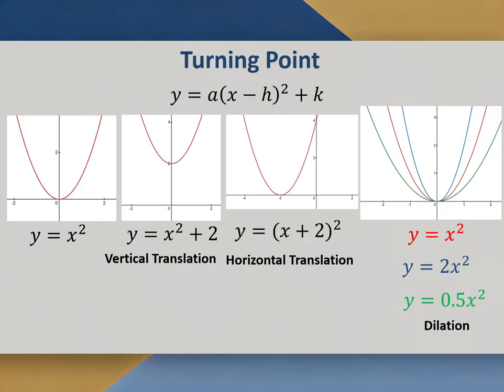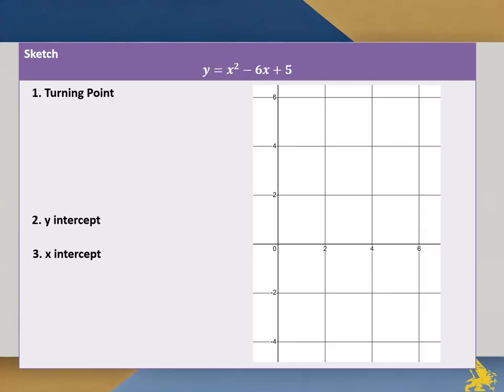We have our vertical shift here, which is the k, and we've got our horizontal shift, which is what's happening inside the brackets, which is our h. The dilation is looking at the number in front of our x squared. So that's everything we've gone through last year. Let's have a look. So we've got y equals x squared, take away 6x plus 5.